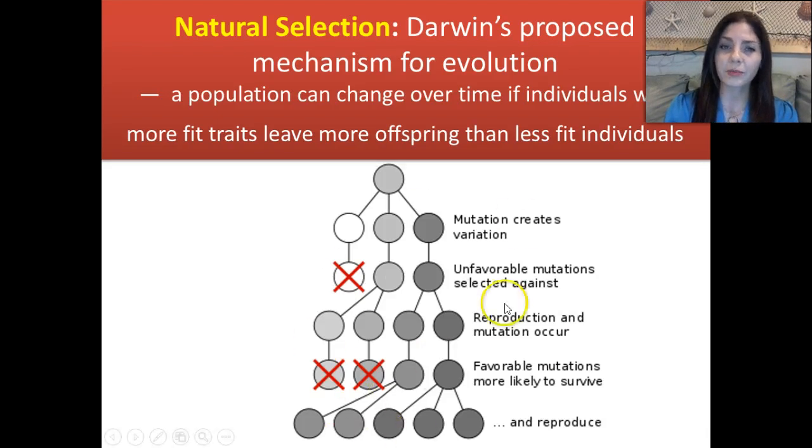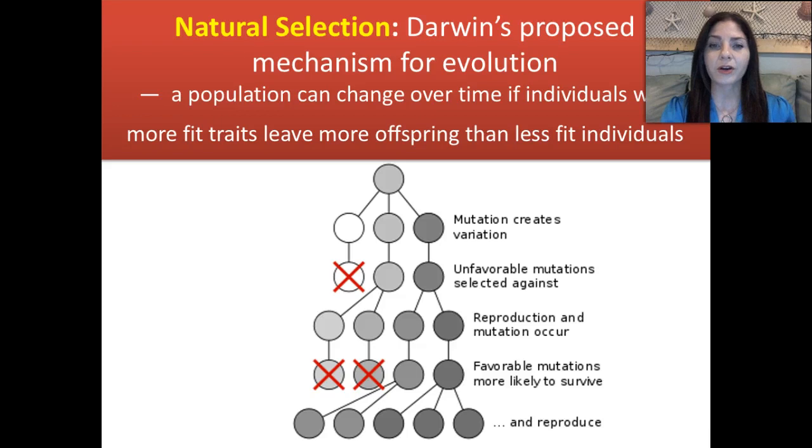So here's a graphic representation. Say we have an individual that has some type of light gray coloration. Reproduction occurs and a mutation creates variation. Instead of only having this light gray color, we now have white, light gray, and we have this dark gray color. Eventually, the unfavorable mutations are selected against.